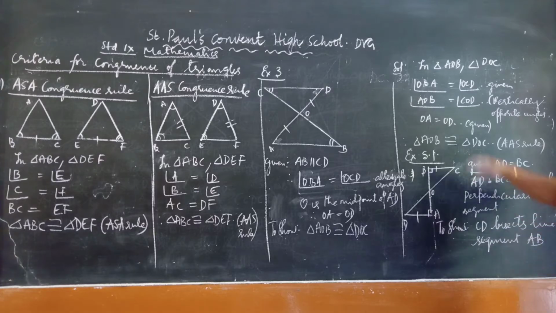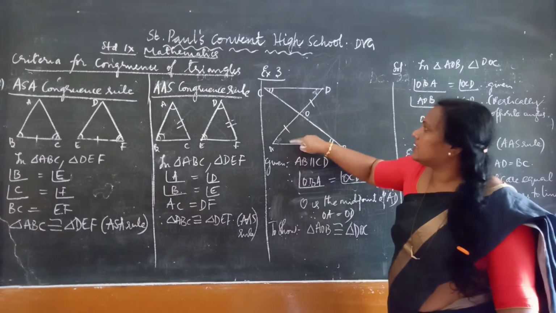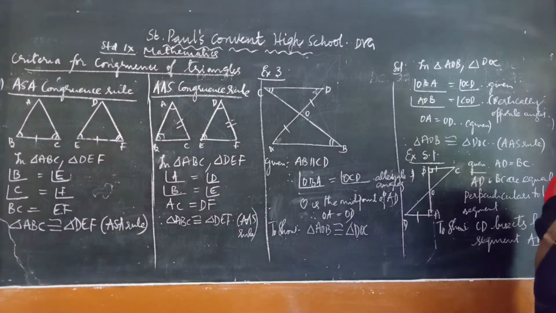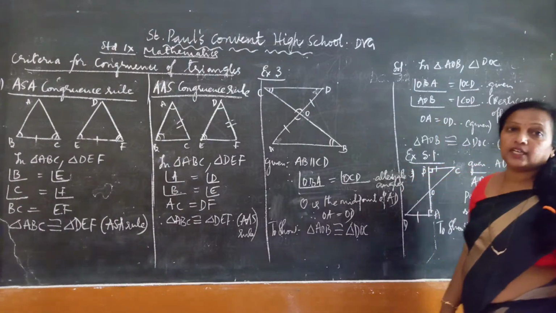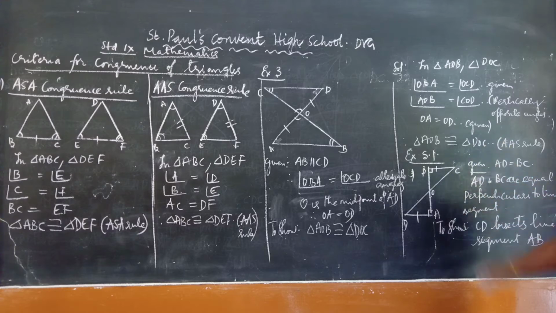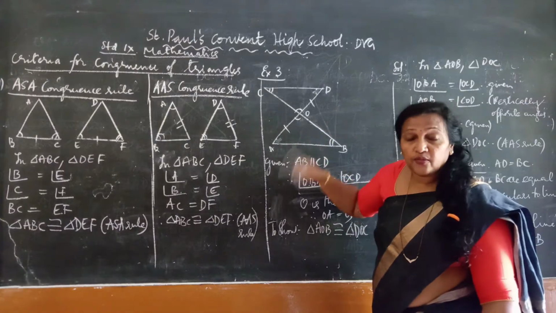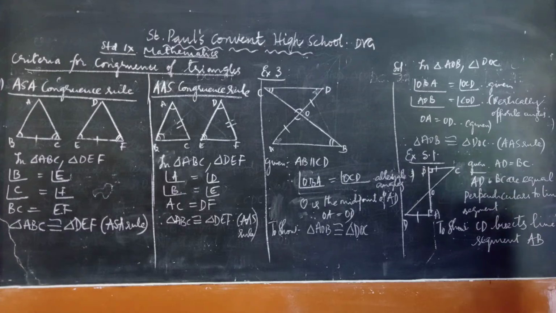To prove that, in triangle AOB and triangle DOC, angle OBA is equal to angle OCD because they are alternate angles, AB is parallel to CD. Angle AOB is equal to angle COD because they are vertically opposite angles. Therefore, triangle AOB is congruent to triangle DOC. By which rule? It is the AAS rule. These two angles are taken, and this is the other side. It is not the included side. Therefore, which rule am I supposed to write? It is the AAS rule.